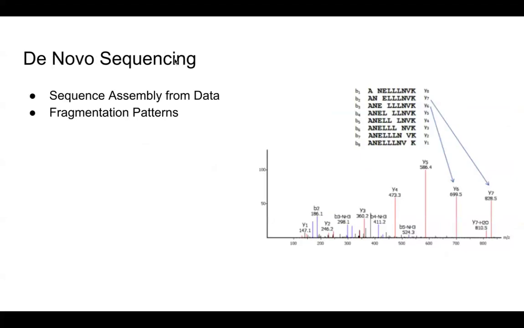In terms of de novo sequencing, this constructs the peptide sequence directly from the mass spectrometry data without reference to any existing database. So you rely on the analysis of the observed fragment ions to deduce the amino acid sequence. So the method involves interpreting the fragmentation patterns of the detected peptides to piece together the sequence based on known chemical properties of the amino acids and typical fragmentation behavior.